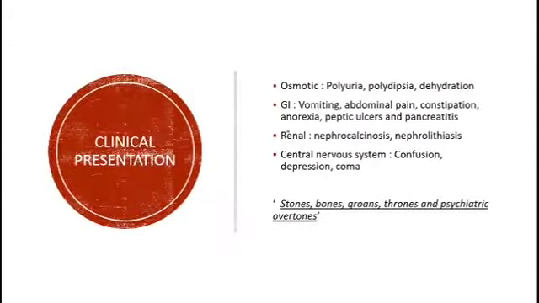So what symptoms do patients present with? It's useful to again classify them into organ systems, such as the GI tract, renal, and the central nervous system, or quite a popular mnemonic: stones, bones, groans, thrones, and psychiatric overtones. Stones refers to renal stones, bones refers to bone pain, groans are abdominal symptoms, thrones refers to polydipsia, and psychiatric symptoms refers to any central nervous system involvement. Okay.